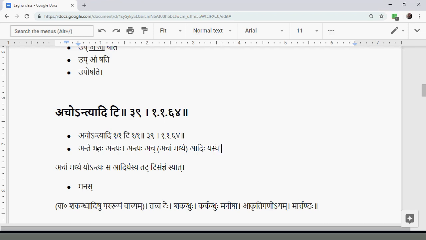This antya ach is adi, the beginning, of what? Yasya. Yasya, you can say, akshara samuhasya or shabda rupasya, the form of the shabda. Saha and tat, tat is the T sanya. So this samasa would give us a shabda swarupa or akshara samuha which is antyadi. Antyadi is the bahuvrihi samasa there.